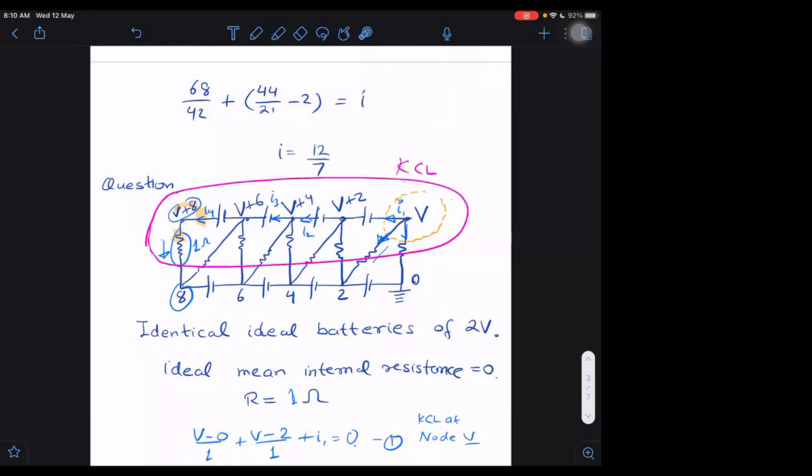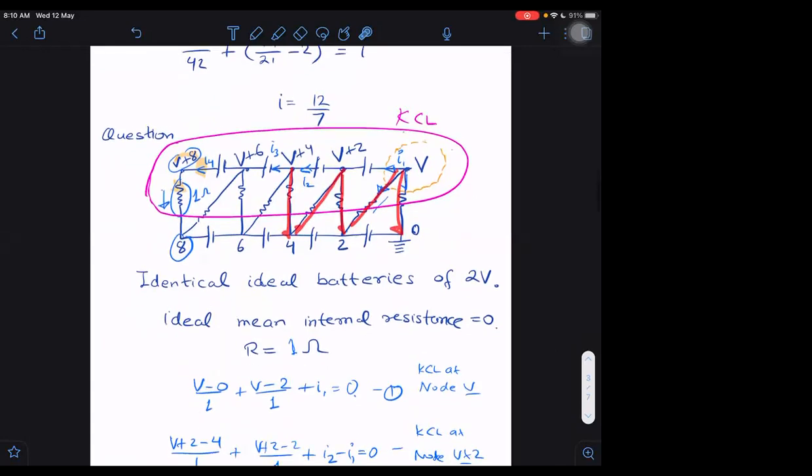Why not? Because in all these places, I can simply write the outgoing current. Here the outgoing current is V plus 8 minus 8 divided by 1. Here it is V plus 6 minus 8 divided by 1. This branch outgoing current is V plus 6 minus 6 divided by 1. This branch is 4 minus V, minus 6 divided by 1. Similarly, all these branches, we know their currents. So we can do it directly now.